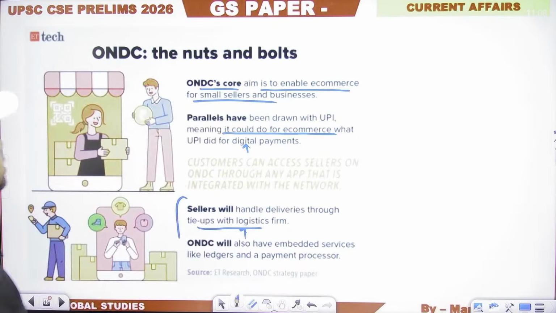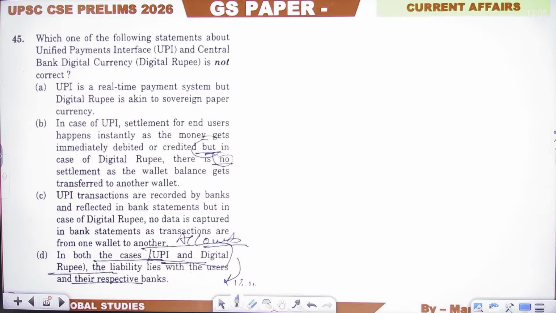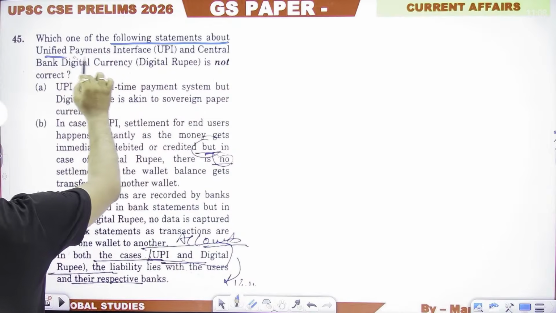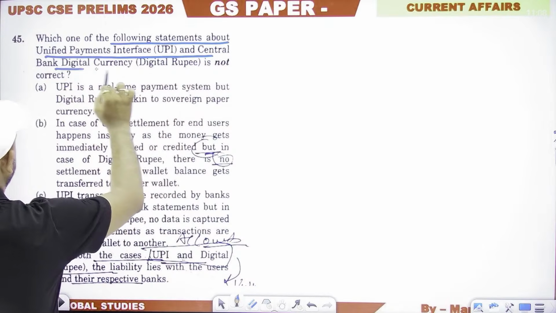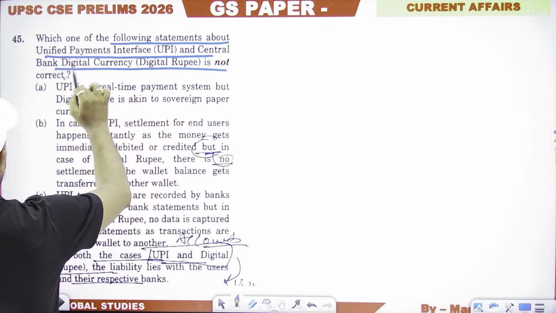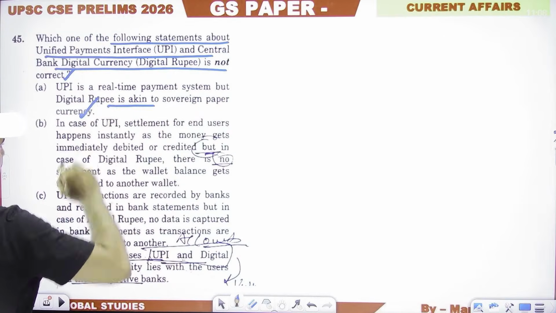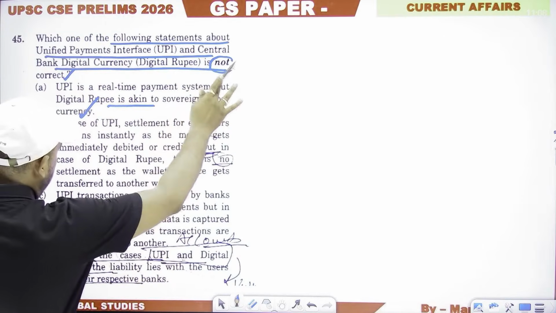Now we move towards the next question. This is question number 45. Here it is asking which one of the following statements about the Unified Payments Interface and the Central Bank Digital Currency, the digital rupee, is not correct. In the first part, it is saying that UPI is a real-time payment system, but the digital rupee is akin to sovereign paper currency. This is absolutely correct. We have to find the not correct option.